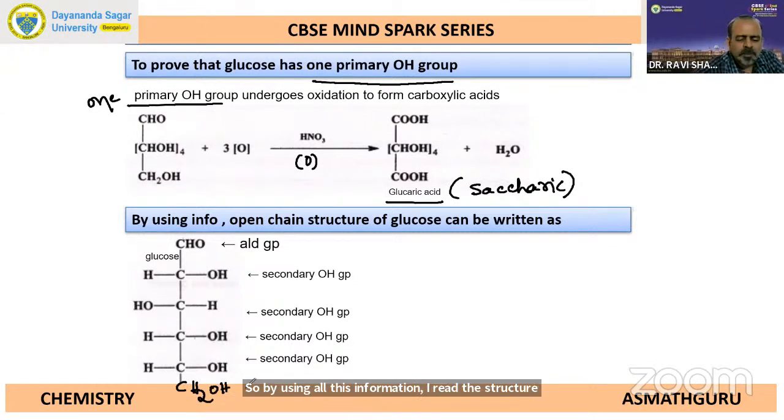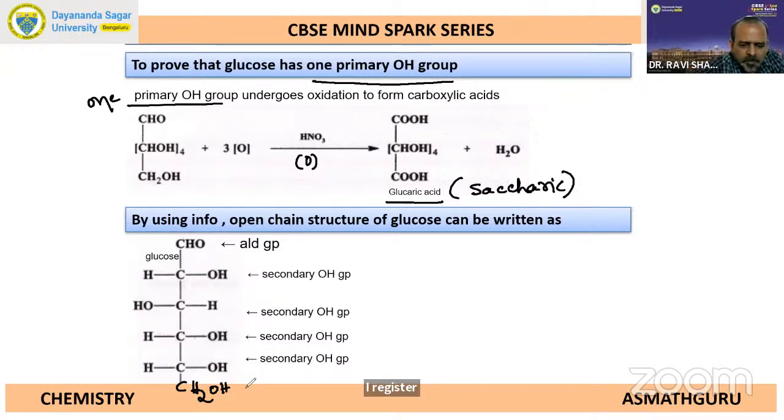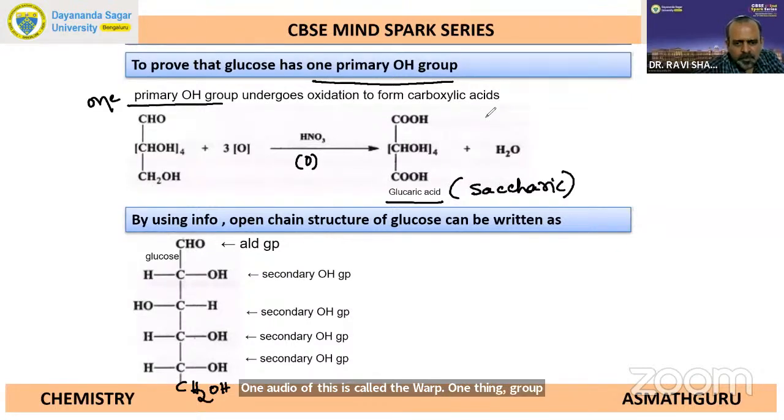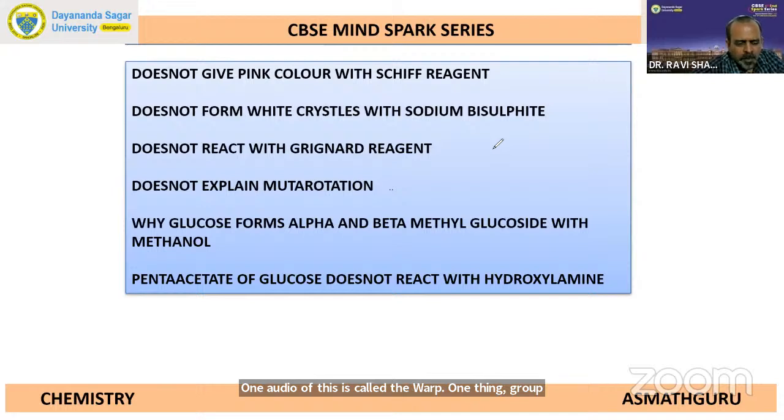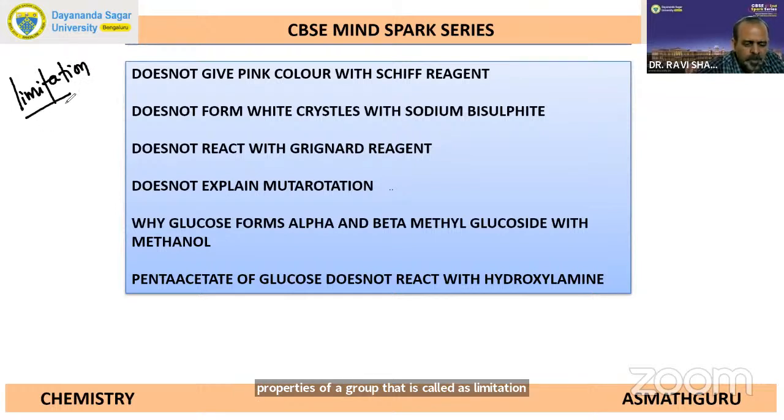And it is having 5 OH groups. In that, one is primary, all 4 are secondary, and one aldehyde group is present. This is called the open chain structure of glucose. But this open chain structure cannot explain all the properties of glucose. That is called a limitation. So this is the limitation.